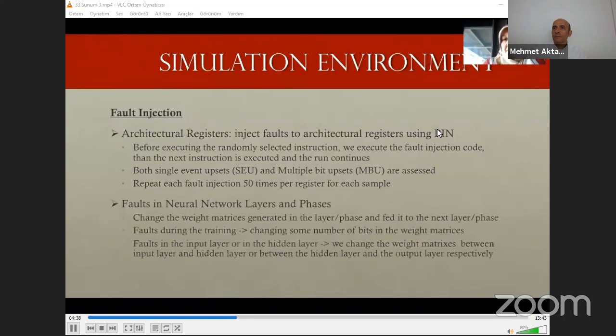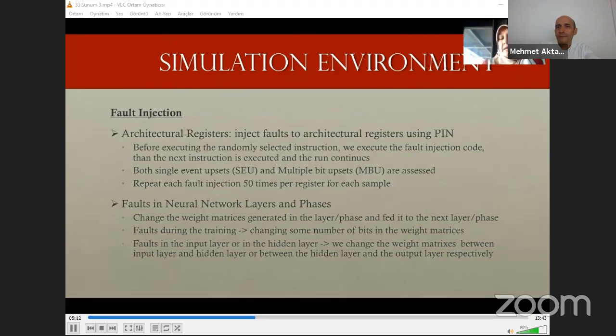The other fault injection method is injecting faults to neural network layers and phases. For that, instead of executing the application millions of times to see a meaningful result, we change the weight matrices generated in layers or phases and feed them to the next layer or phase. For instance, to simulate a fault during the training phase, we change some number of bits in the weight matrices.